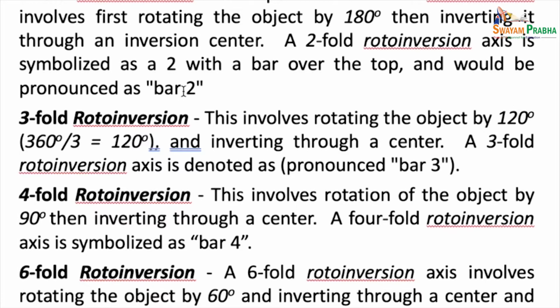Similarly, you will have a threefold roto-inversion which involves rotating the object by an angle of 120 degrees and then inverting through a center. The threefold roto-inversion axis is denoted as bar 3. A fourfold roto-inversion will involve rotating the object by an angle of 90 degrees and then inverting through a center. And the axis is symbolized as bar 4. Similarly, you will have a sixfold roto-inversion which will involve rotating the object by 60 degrees around the sixfold roto-inversion axis and then inverting it through the center. And this is represented as bar 6.